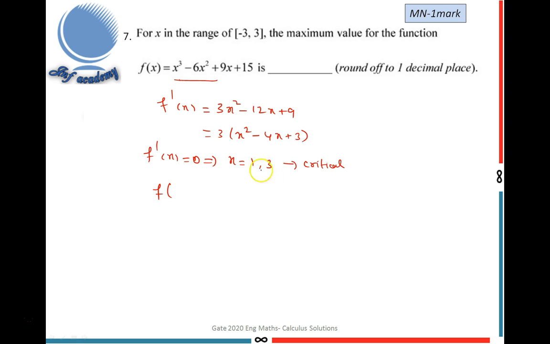I substitute the points in the f function. I got f(-3) equal to -93, f(1) equal to 19, and f(3) equal to 15. So the maximum value is 19. The maximum value of f is 19. Answer is 19.